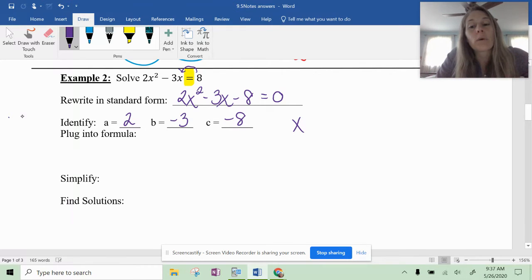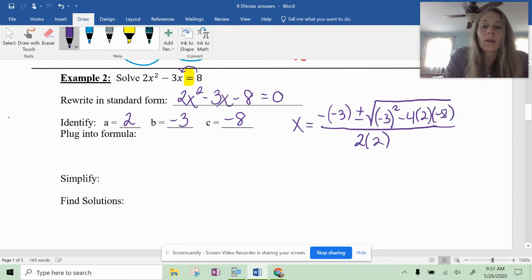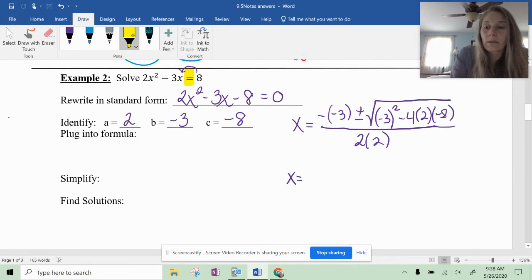And now we're going to plug into the quadratic formula. So -b, now notice my b is already negative, but the formula also has a negative, which means that it will eventually become positive, right? Then we have plus or minus the square root of b squared, so -3 squared. Make sure there's parentheses or you'll get that wrong when you do your calculator. Minus 4 times a, which is 2, times c, which is -8, and then on the bottom, 2 times a. So first thing we want to do is simplify and really find this discriminant in here.